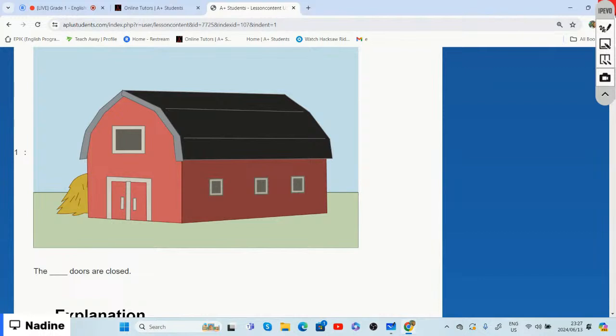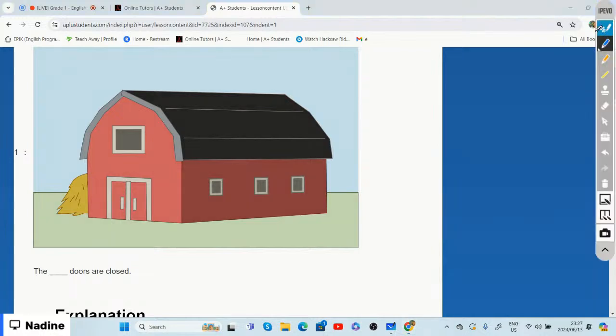All right, so if we look at this picture over here, I assume it's a barn, right? So then we can say the barn's. See, we first add barn, then we put the apostrophe and we put the S, right? So the barn's doors are closed.